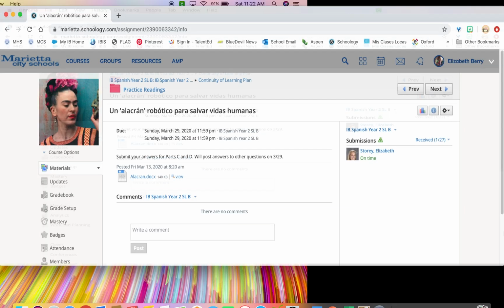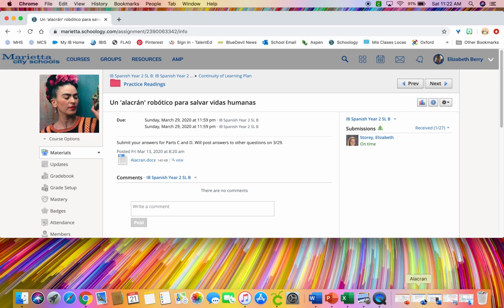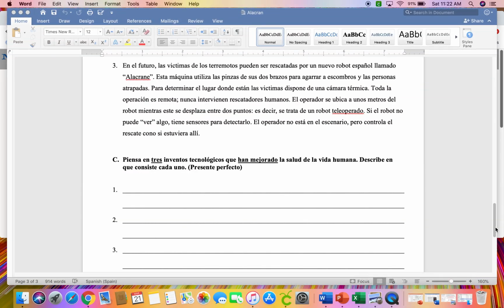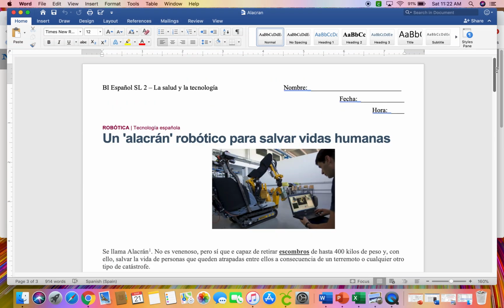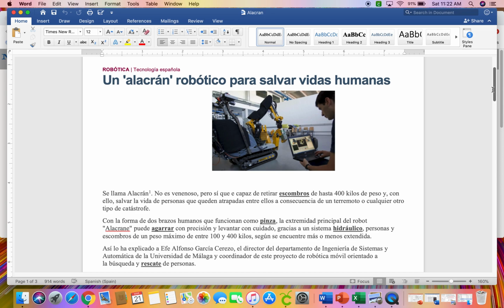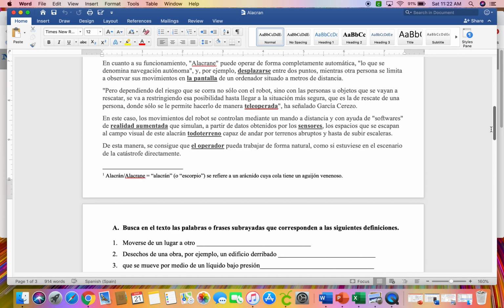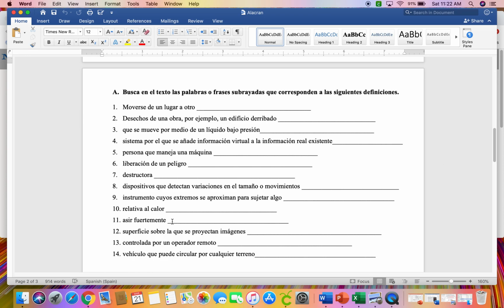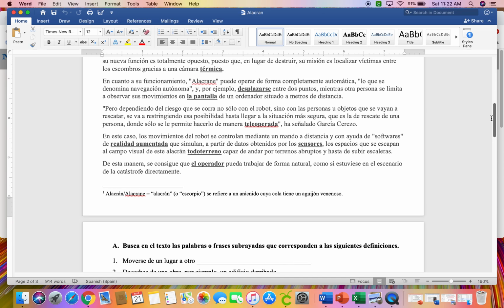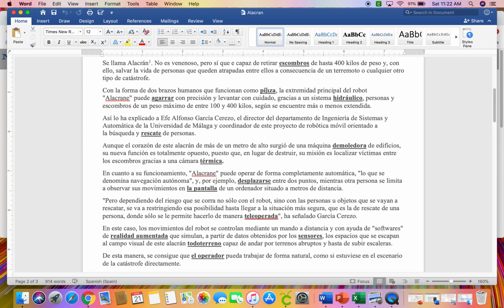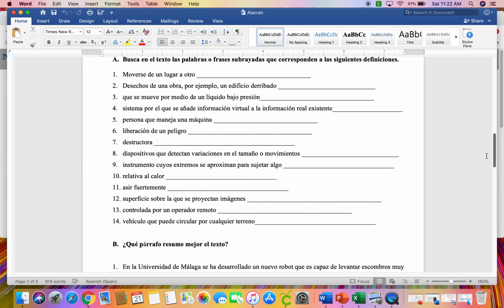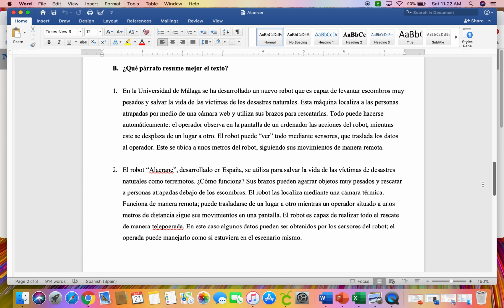The first one you're going to read about is El Alacrán. It is the scorpion robot. It's a robot that saves people from terremotos, earthquakes. The activity you're going to do is just a vocabulary exercise. It gives you the definition of the word, and you have to find the word. It's one of the underlined bolded words in the sentences. So easy peasy.